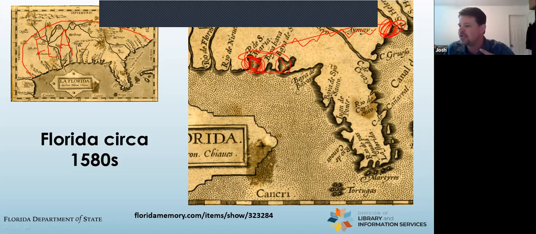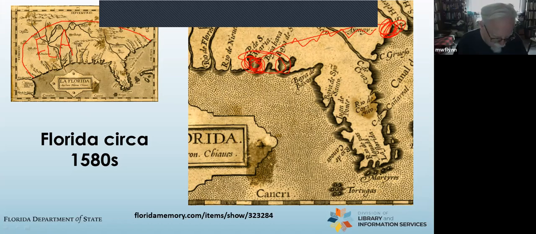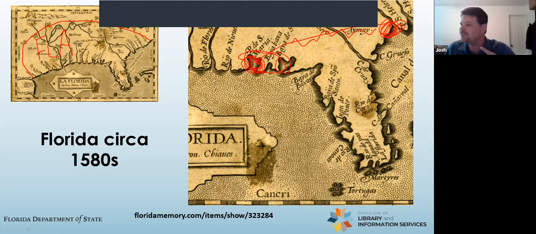Let's see, what other things do we have? View is blocked at the top of your map. Spanish were not great fishermen. Can't believe they're starving, given the bountiful coastline of Florida. It's a question of volume.